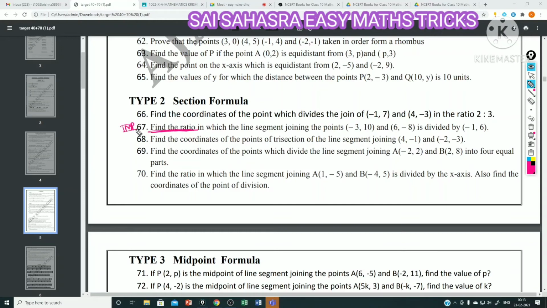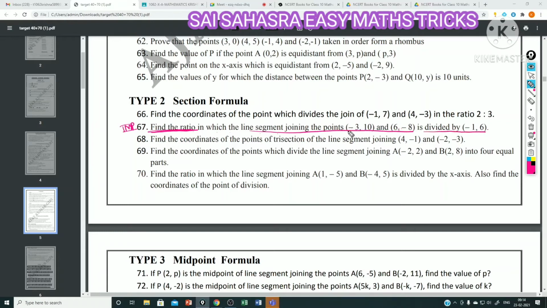Find the ratio. Such kind of questions are very important. Find the ratio in which the line segment joining the points, this point and this point, that means this is divided by this point.